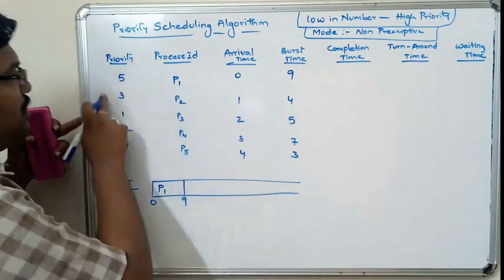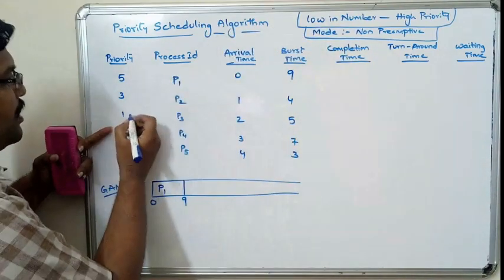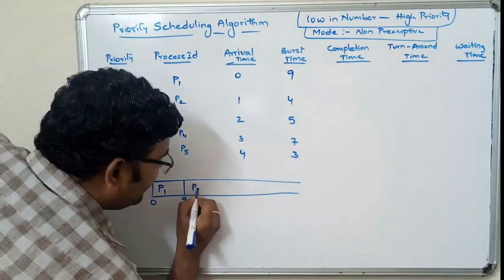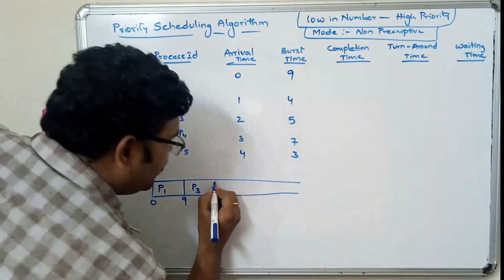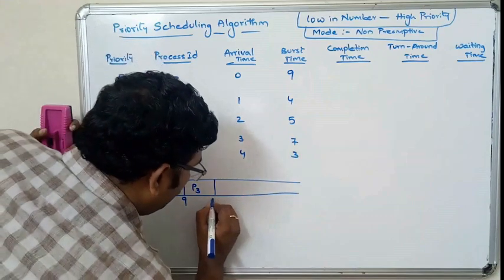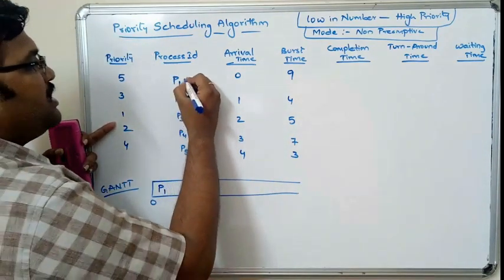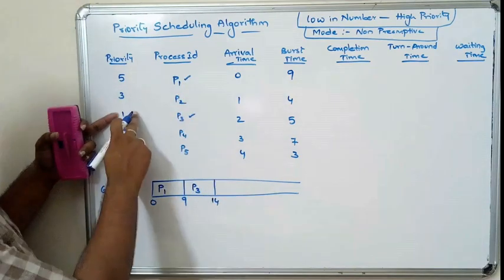So among all these processes, which one is having the highest priority? That is low in number, P3. So now P3 is allocated to the CPU and it will be executed till 14. Now P1 is completed, P3 is completed.